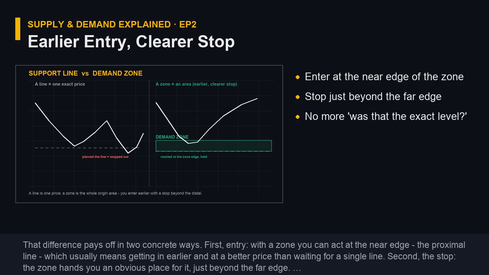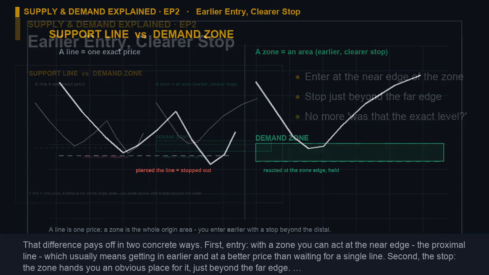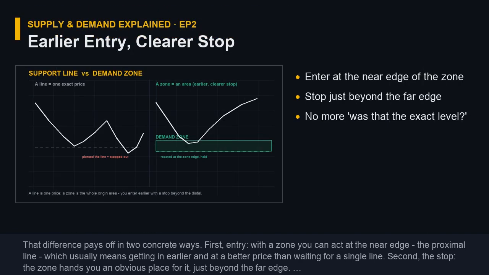First, entry. With a zone, you can act at the near edge, the proximal line, which usually means getting in earlier and at a better price than waiting for a single line. Second, the stop. The zone hands you an obvious place for it, just beyond the far edge. With a bare line, you're always asking, did it hold? Or did it just wick through and stop me out? A zone answers that for you.